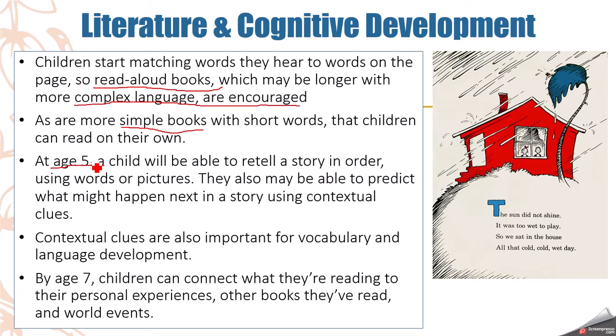Those kind of things. By age 7, children connect what they're reading with personal experiences, other books they've read, and sometimes even world events as well. So some of those social studies kind of things that they're reading in school. So they'll read a book and they'll connect to a character and they'll say, oh, I know what he feels because I felt that way too. That kind of thing.